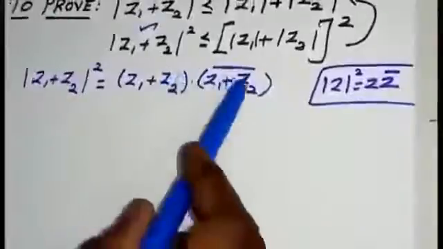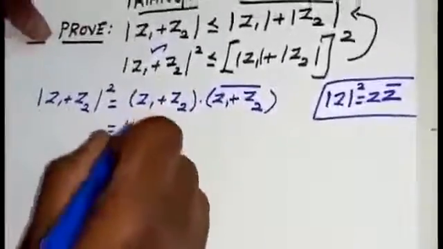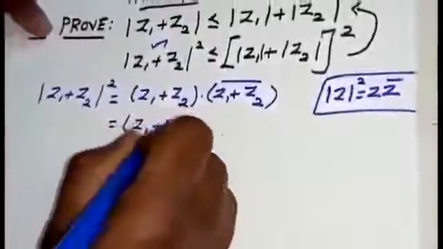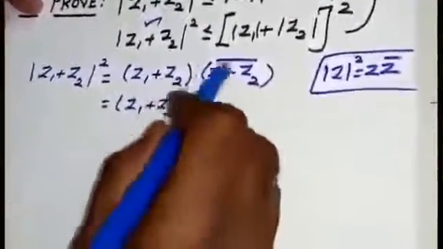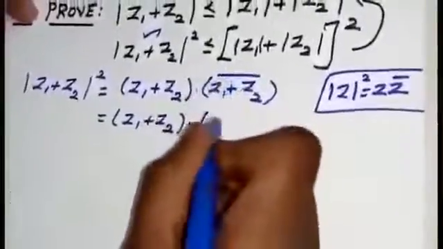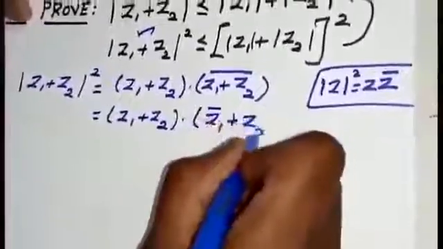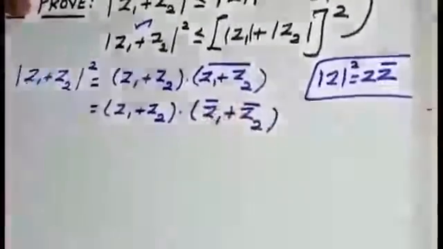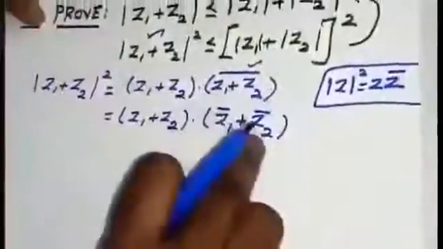Second, what I am going to do is write modulus of z1 plus z2 as it is. This bar sign can be written like this, that is z1 bar plus z2 bar. I am splitting this bar sign into 2.